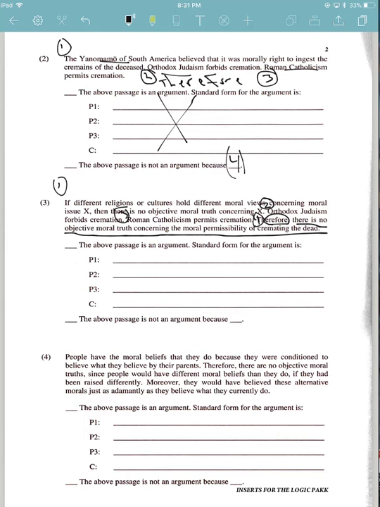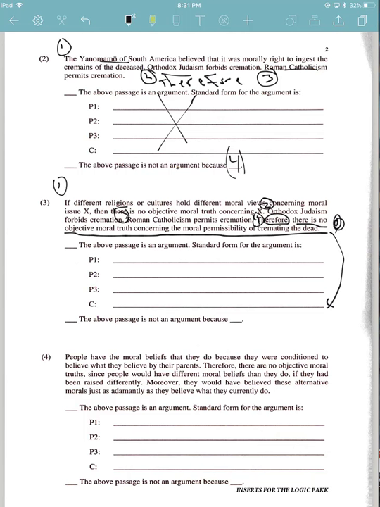Now that's interesting. So what you have here, three religions, right? Actually, no, this is a little different. It's an if-then. If different religions or cultures hold different moral views concerning moral issues, then there's no objective moral truth concerning moral issue X, whatever that is. So, Orthodox Judaism forbids cremation, Roman Catholicism permits cremation, therefore there's no objective moral truth concerning the moral issue. So this is definitely the conclusion, and the others would be premises. Then clearly I'd be done. And on the exam, all you would have to do is identify the conclusion.